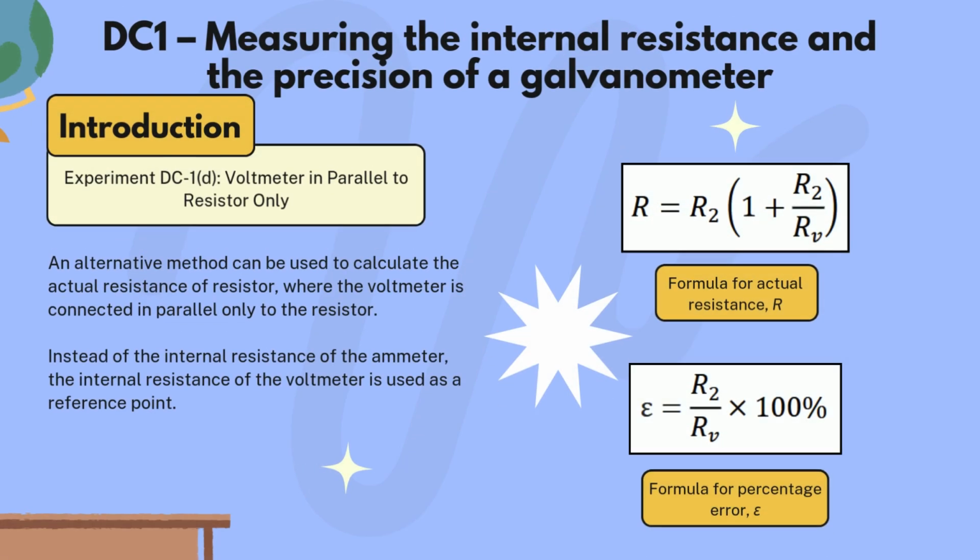For part D, voltmeter in parallel to resistor only, we use an alternative method to calculate the actual resistance of a resistor. This time, the voltmeter is connected in parallel only to the resistor. And instead of the internal resistance of the ammeter, the internal resistance of the voltmeter is used as a reference point.